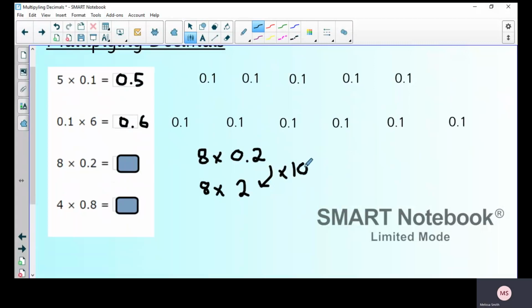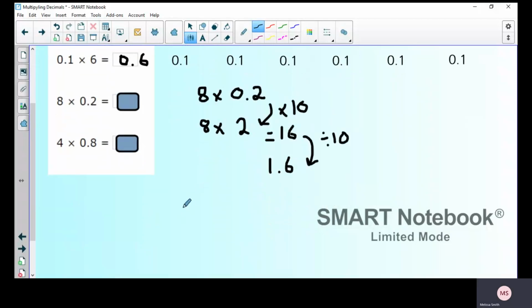So now my calculation is much simpler to do. 8 times 2 is 16. However, I multiplied by 10 here. So if I multiplied by 10 here, and my answer is 10 times bigger than what it should be, what do I need to do to my 16? I need to divide by 10. So that will give me the answer of 1.6. Excellent if you got this already.